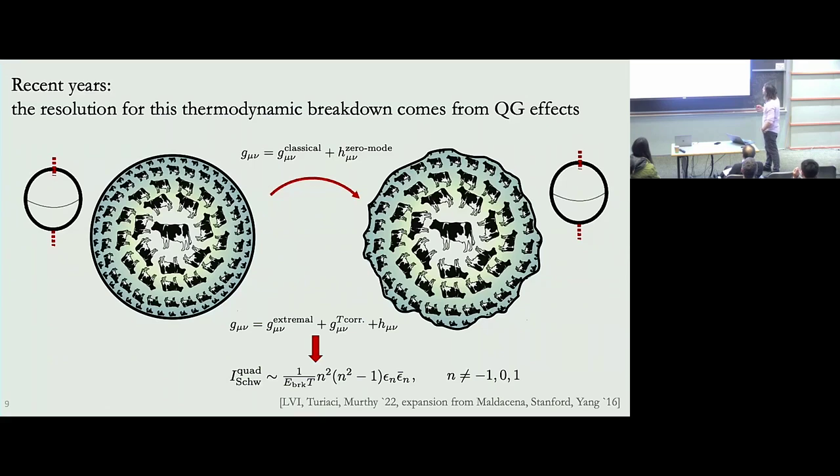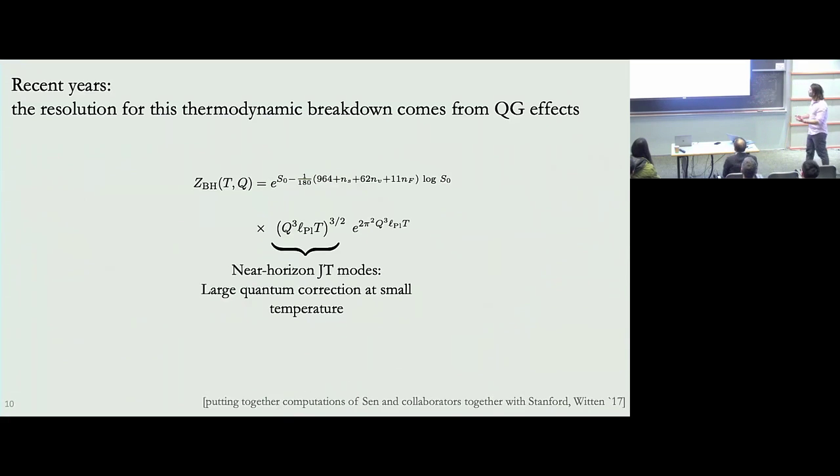Good. So what happens if we integrate out these modes? Well, we get the partition function of a black hole close to extremality. So at leading order, the answer for the partition function of a black hole is just given by its entropy, S0. Here, S0 is proportional to the charge of the black hole squared.